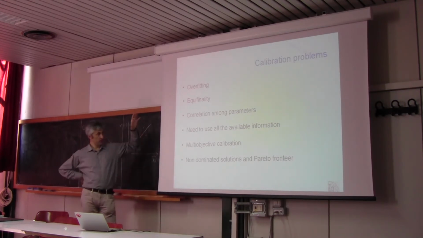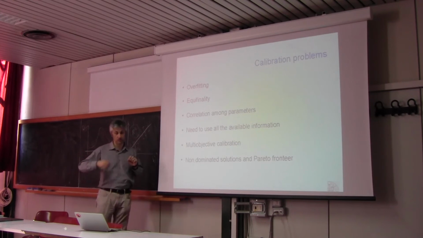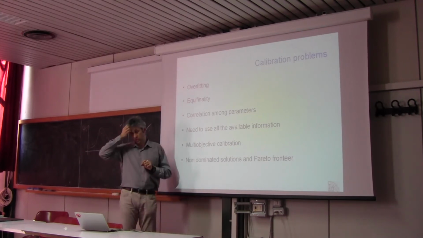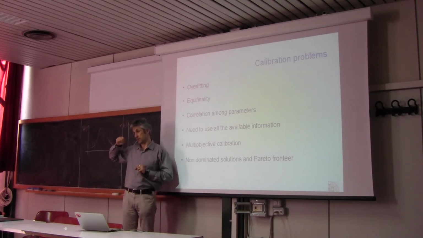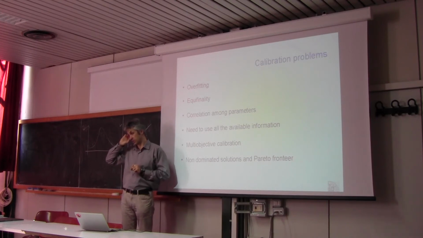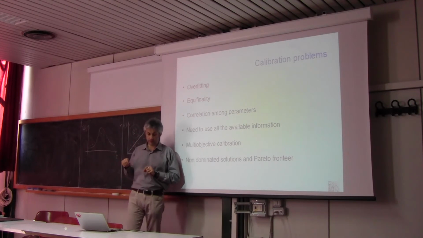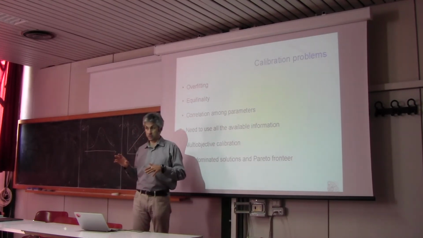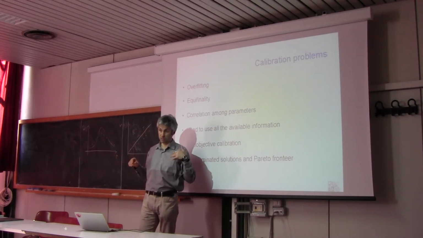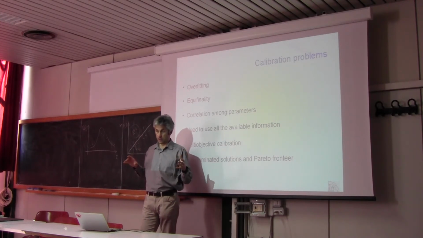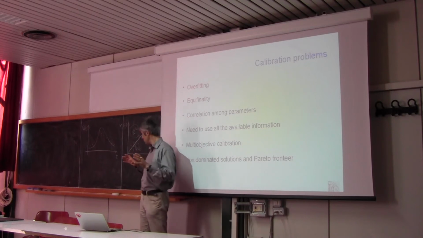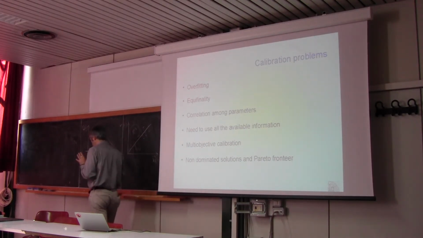And then here we have a list of problems that I would like to go through. First of all, overfitting. What is overfitting? Overfitting occurs when you introduce many parameters, and therefore, when the number of parameters with respect to the observations becomes significant, what can happen?